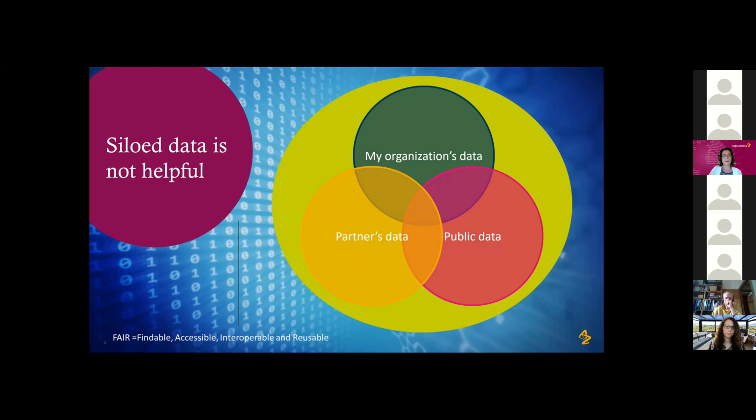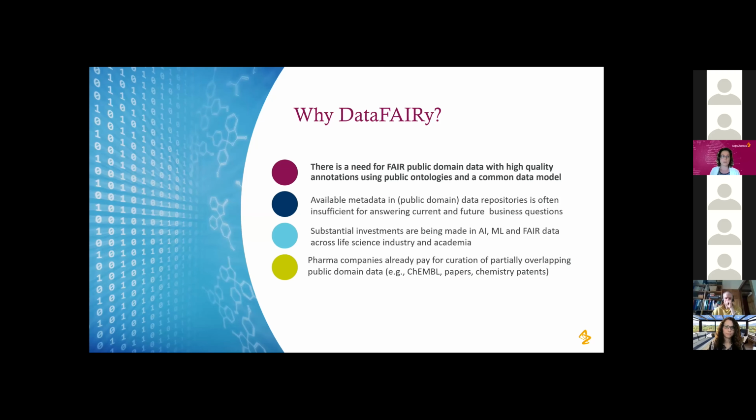Right. So if you are able to do that, you would be able to merge all those data sets into one. And that is really where you want to get in the end. So we can conclude here that there is a need for FAIR public domain data. Now, FAIR is an acronym. It means that the data should be findable, accessible, interoperable, and reusable for data scientists.